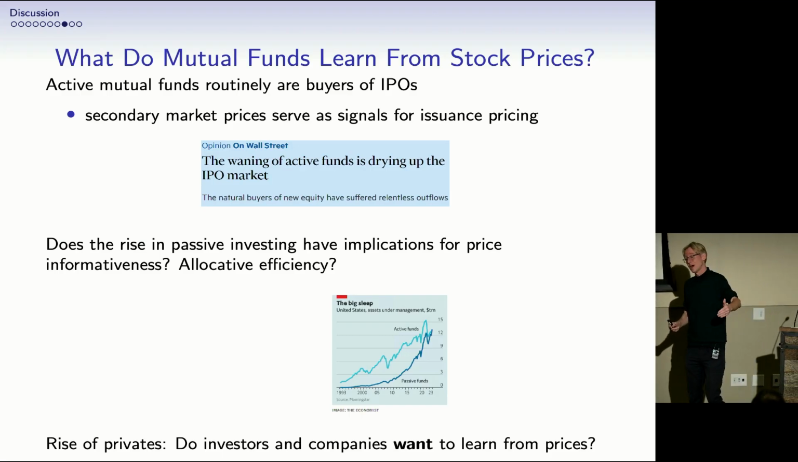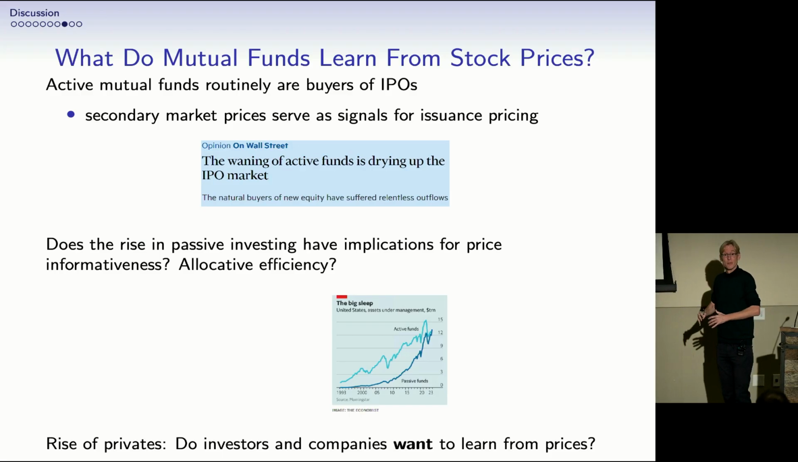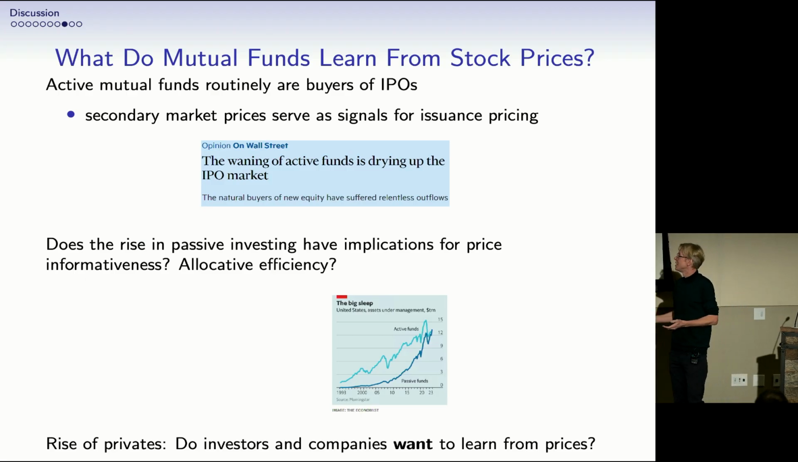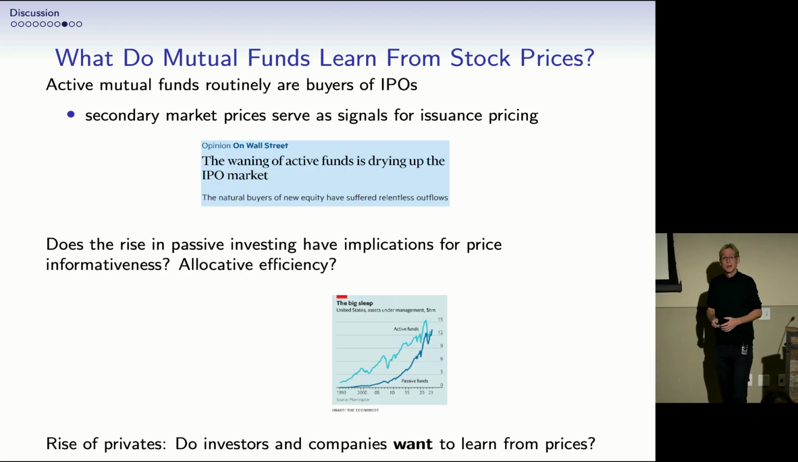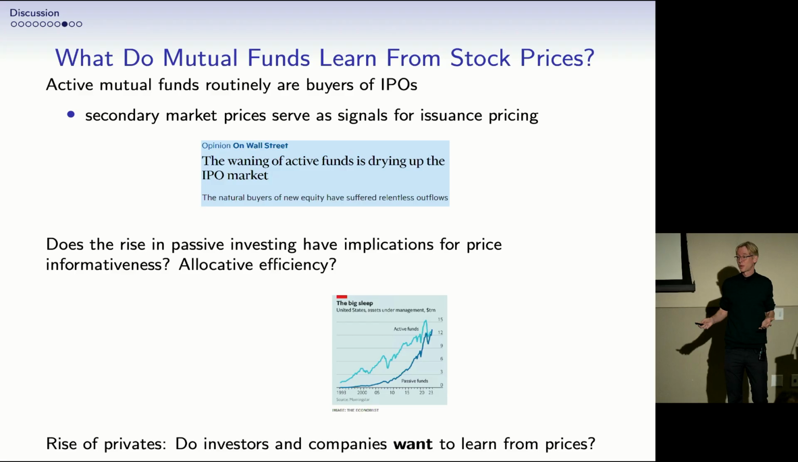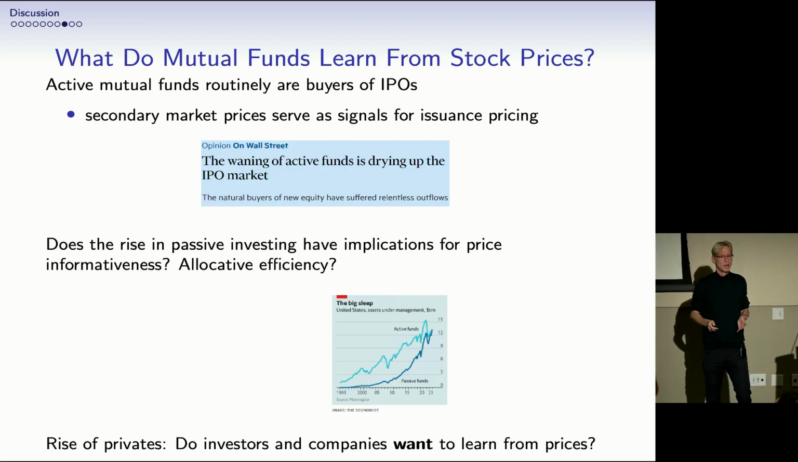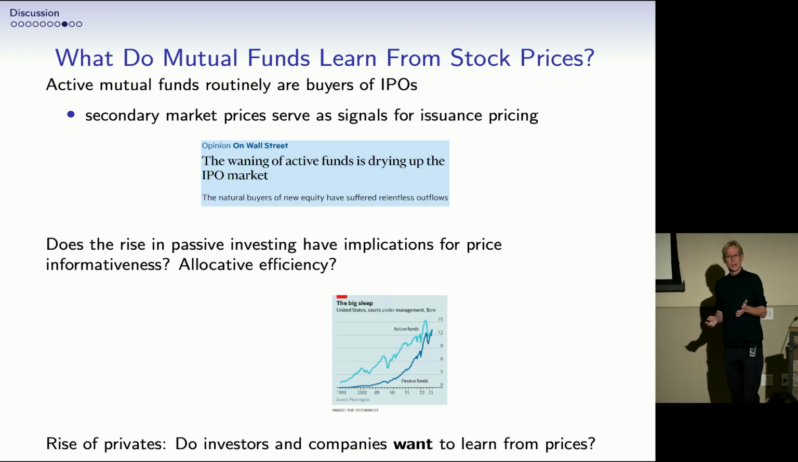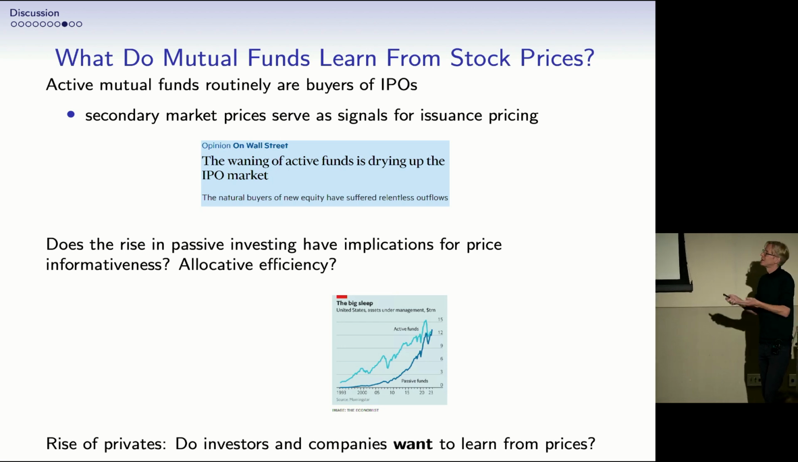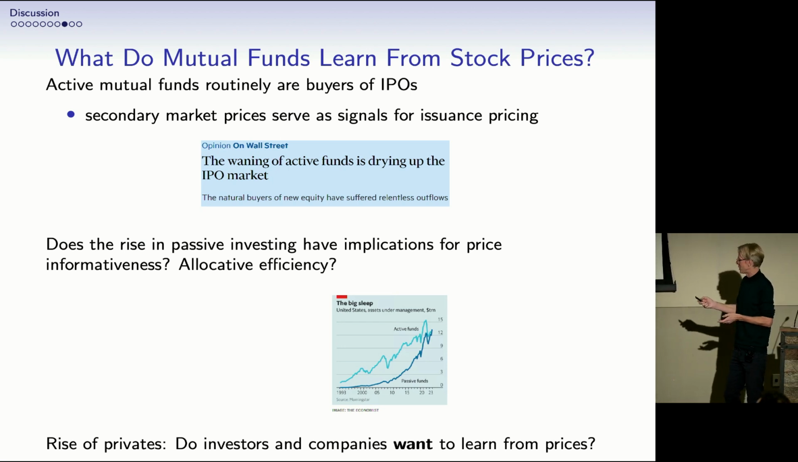But if you have the decline in IPOs, growth in passive funds, what we've also seen at the same time is the rise of the privates. So a lot of companies are now taken private. A lot of investors invest in private assets, which makes me ask somewhat more philosophical questions. Do investors and their companies actually want to learn from prices? Or are they trying to do whatever they can to be unaffected, shielded from all that noise in stock prices?